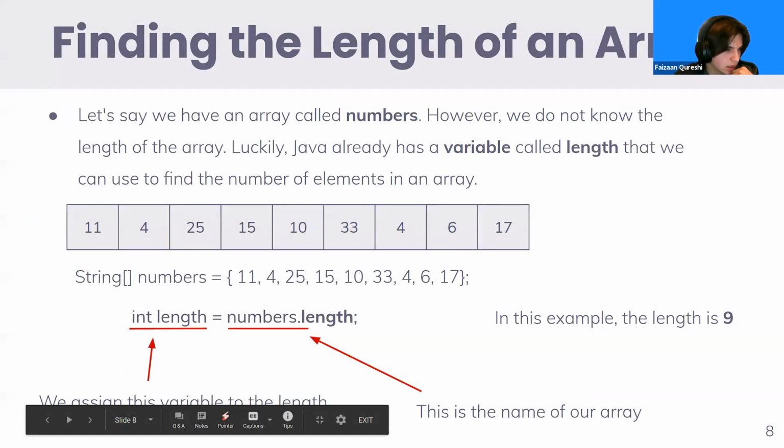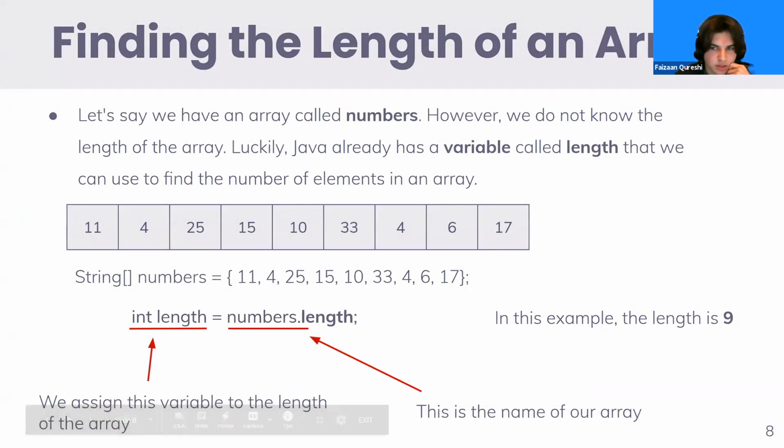Finding the length of an array is very easy because thankfully Java has given us a variable that allows us to find the length of an array. The length of the array is just how many elements are in the array. For example, let's count the number of elements. We have 1, 2, 3, 4, 5, 6, 7, 8, 9.